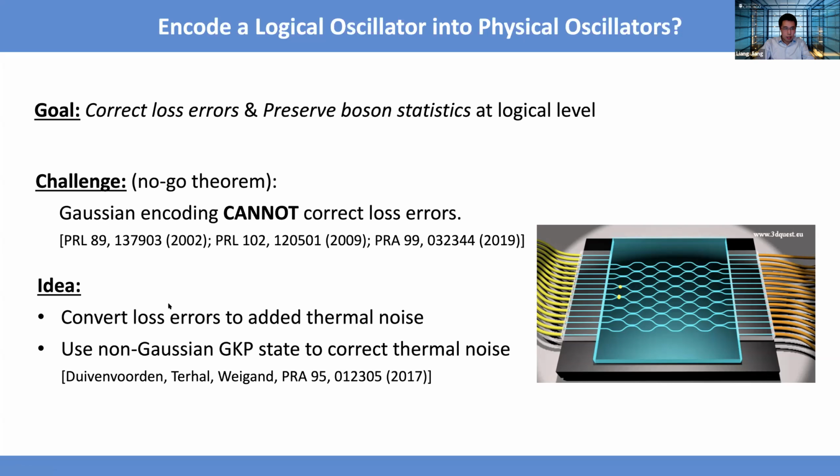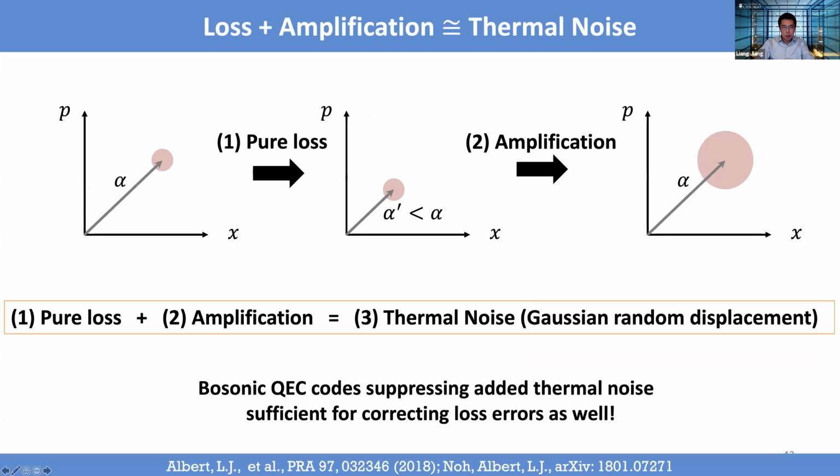First, let's show how we can convert loss errors to added thermal noise. Here is a simple schematic. Suppose you have a coherent state. In the presence of loss, the amplitude of the coherent state will be attenuated, but the uncertainty is still one unit of uncertainty associated with the quantum fluctuations. The second step is to perform a phase-insensitive amplification, which will increase the amplitude, but at the same time the noise also gets amplified. Therefore, you see the uncertainty blob gets increased as well.